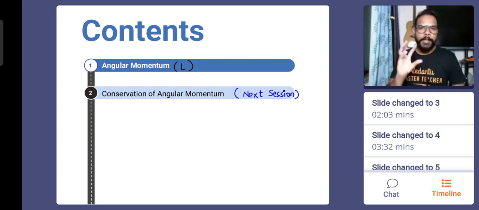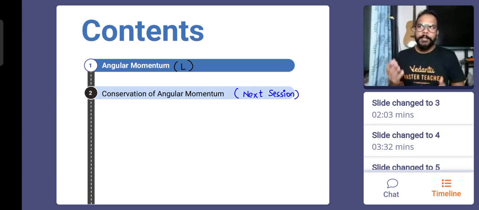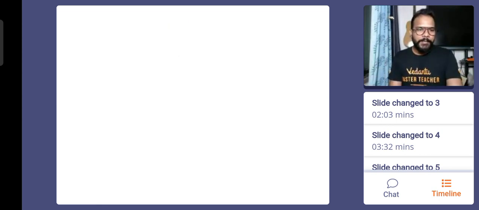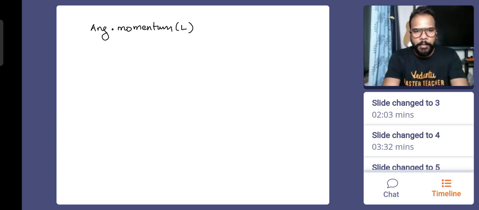Just imagine things now being rotated. If something is rotating, how strongly the rotational motion is possessed by the body will be measured by the angular momentum. And angular momentum is actually defined separately for a body which is a point mass and a body which is a rigid body. So first thing first, guys, let me give you the idea of how we define angular momentum. I'll write it down. It is defined as the angular effect of linear momentum.